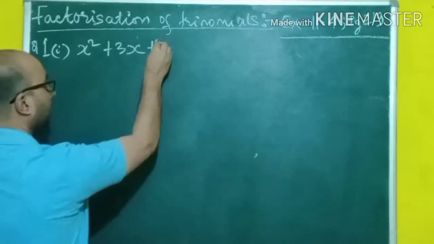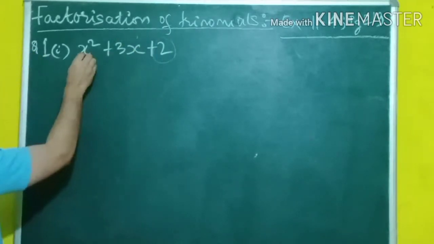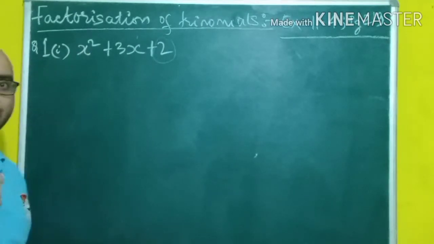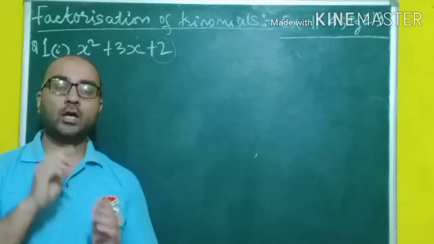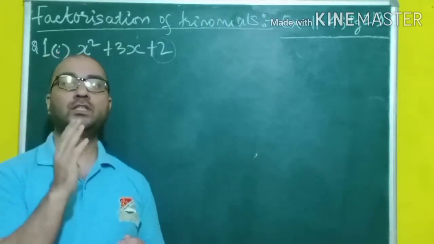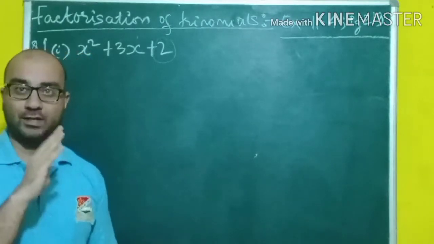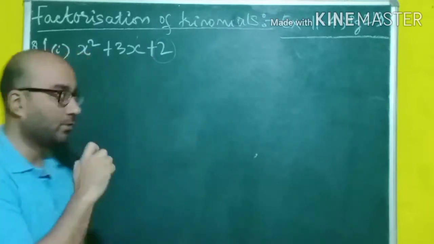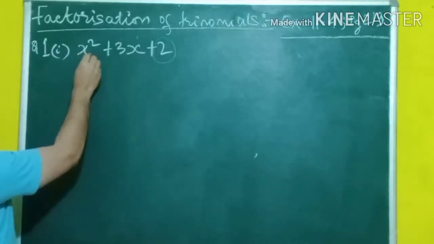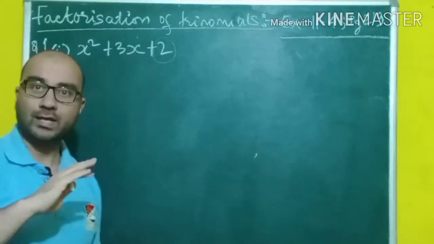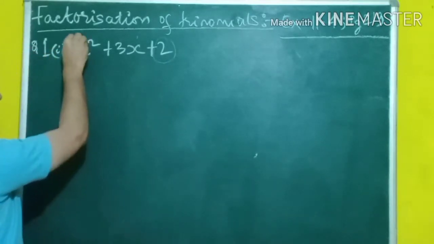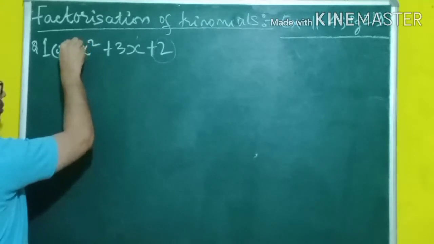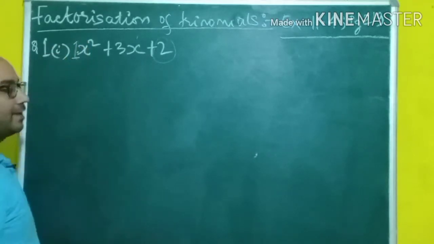This number has to be multiplied by the coefficient of x squared. What is the meaning of coefficient of x squared? Coefficient means the number which is in front of the variable, in front of x squared. If we closely see here, in front of x squared, what do we have? We do not have any number in front of x squared. That means we have 1. It is understood that in front of the x squared we have 1.